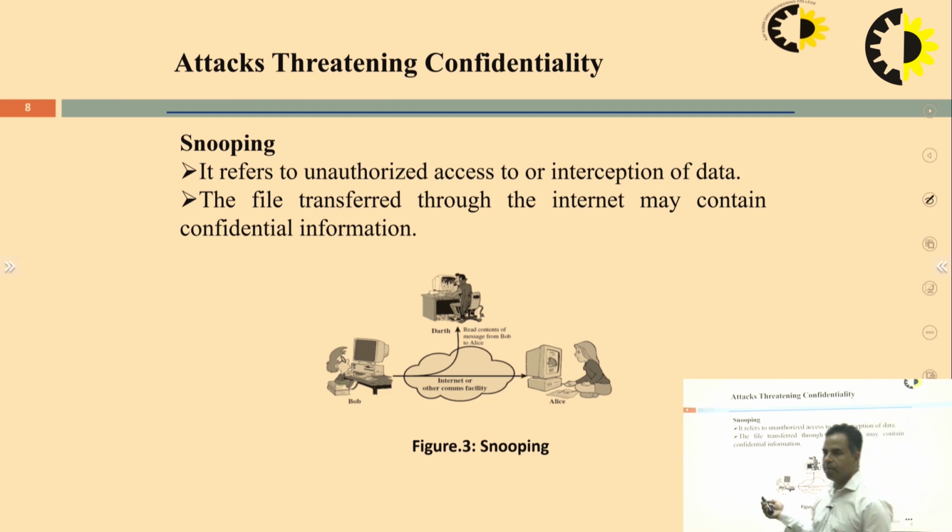Confidentiality: in a previous diagram we already mentioned that the first category is snooping, that is, how the attacker snoops on you. Basically, snooping refers to unauthorized access to or interception of data. The diagram shows an unauthorized person in between Bob and Alice, the sender and receiver, who, without the sender knowing, accesses a particular message and information and misuses it for his own benefit. The second point is that a file transported through the internet may contain confidential information, and that information is tracked by the snooper, the attacker, who reads the contents sent by the sender to the receiver. So this is the meaning of snooping.